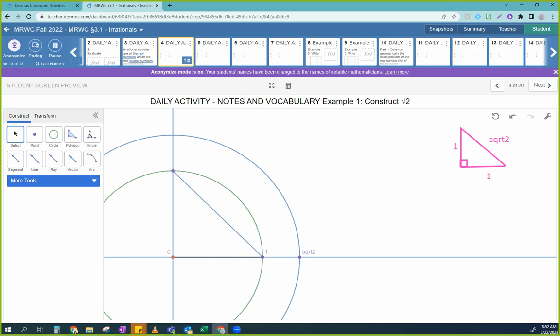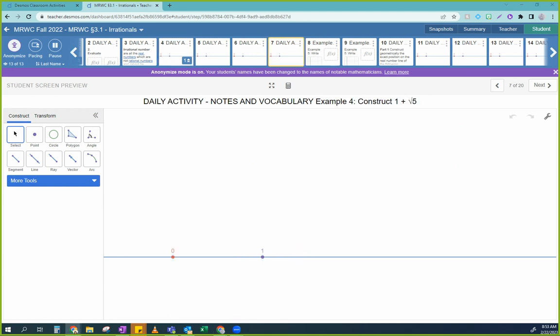Okay, so let me pause really quick so that I can get the other. So our second one that we want to construct is 1 plus square root of 5. Now, some of you are thinking, oh, can I do square root of 5 because I can get square root of 2 plus square root of 3? The answer is no, right?